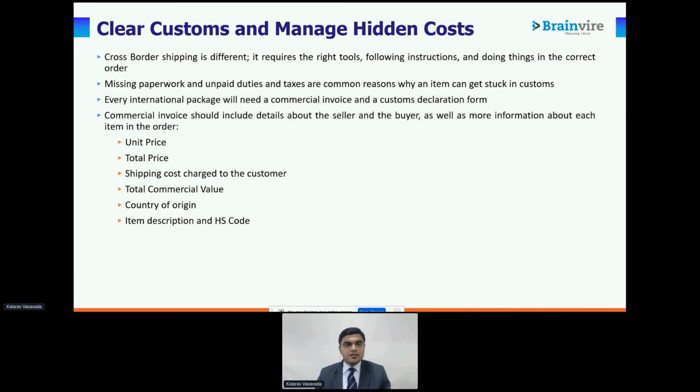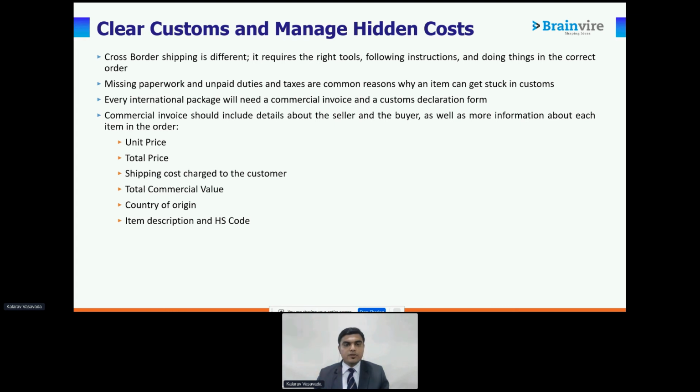So as I mentioned, clear customs and manage hidden costs. Whenever your parcel is being delivered to another country, what things do you need to take care of while doing this cross-border business? You need to make sure whatever invoices you have are clearly visible on the package itself. The invoice must contain things like unit price, total price, shipping cost which is charged to the customer, the total commercial value, and country of origin, so from where the parcel or product is being dispatched. And yes, the HS code.